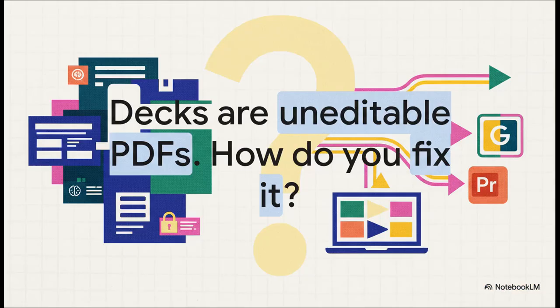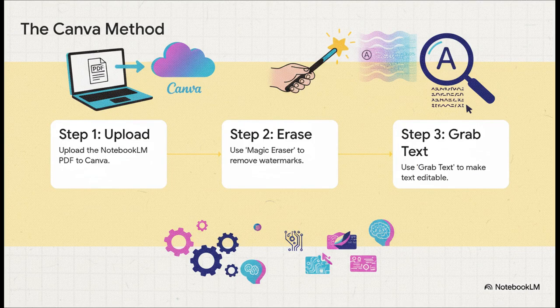So here's the problem we've got to solve. You've got this beautiful AI-generated deck, but it's totally locked inside a PDF. So how do you get it into a format like Google Slides or PowerPoint where you can make those final, crucial little tweaks? Okay, workflow number 1 is what I call the Canva method. It's great for quick edits.